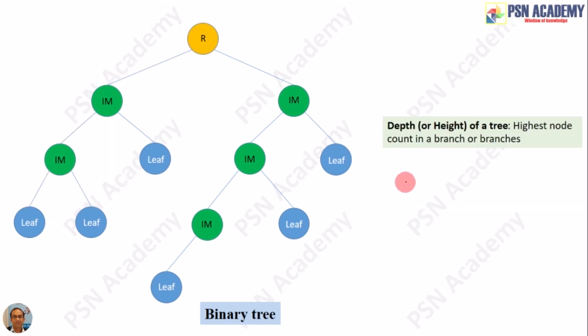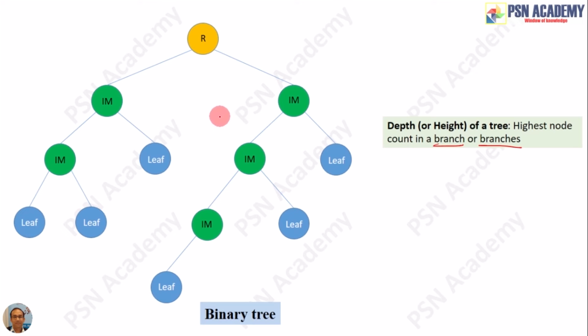What is the depth or height of a tree? This is determined by the highest node count in a branch or branches. That means you go through all the branches throughout this tree, identify the branch with the highest node count, count it, and declare that to be the depth of the tree.